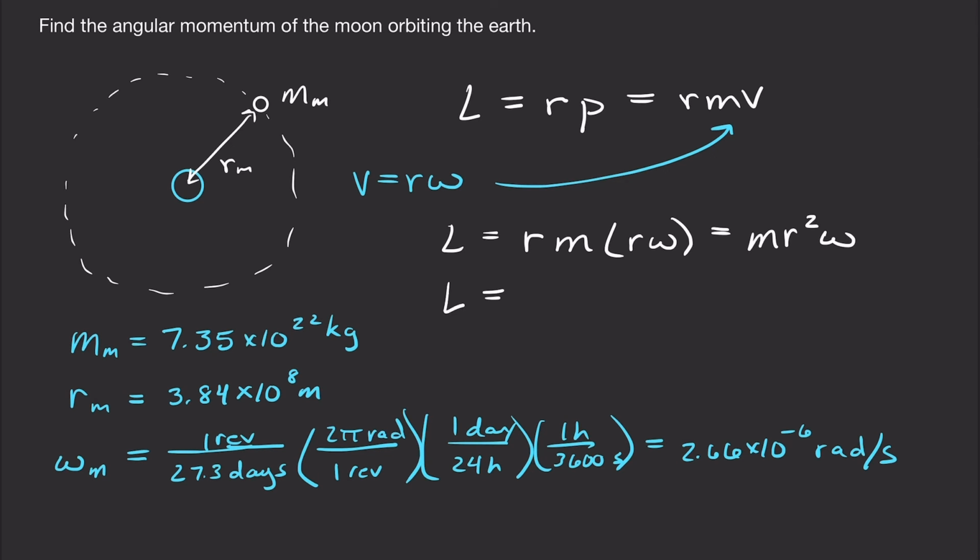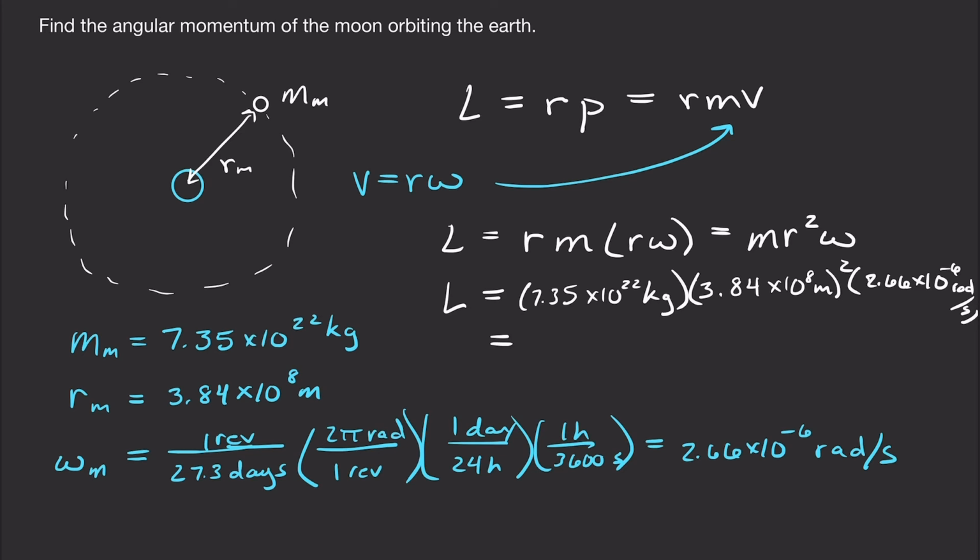So we have the angular momentum is M, so 7.35 times 10 to the 22 kilograms, times R squared, its distance from the axis of rotation or the center of Earth, 3.84 times 10 to the 8th meters, all squared, times its angular velocity in radians per second, 2.66 times 10 to the minus 6 radians per second. And that gives an angular momentum of 2.88 times 10 to the 34 kilogram meters squared per second.